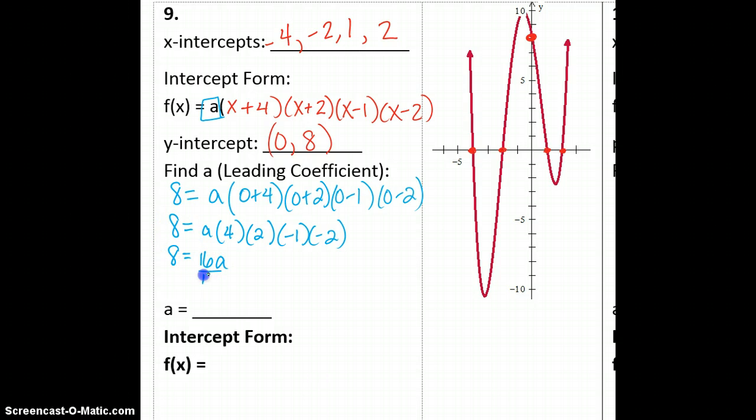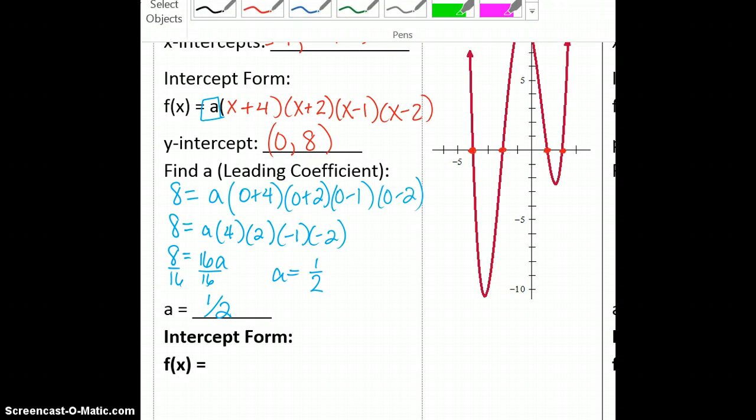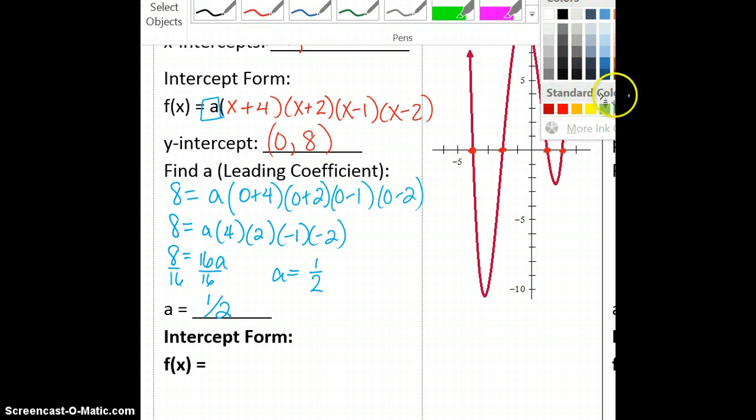How do we get that by itself? We divide by 16. So A equals 8 over 16, which is 1/2. So that's all the work to get our 1/2. And that's all we need to have our final answer.